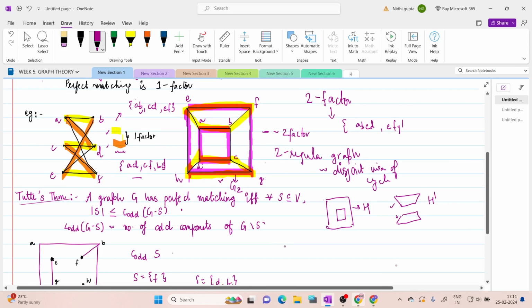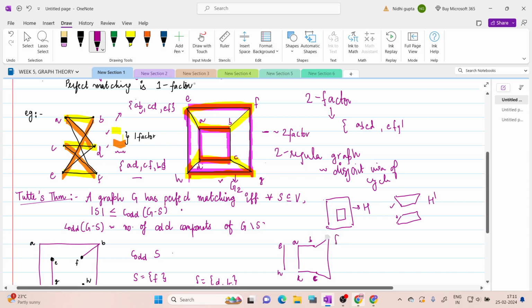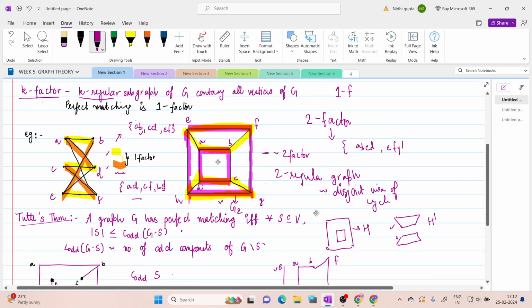Now, what about this? Is it a 2 factor? If I take this subgraph EH, and if I take this, is this a 2 factor? No, because EH is not a cycle. Yes, because the vertices E and H have degree 1. So this is not a 2 regular subgraph. Therefore, it cannot be a 2 factor. Okay. So this was about K factor.